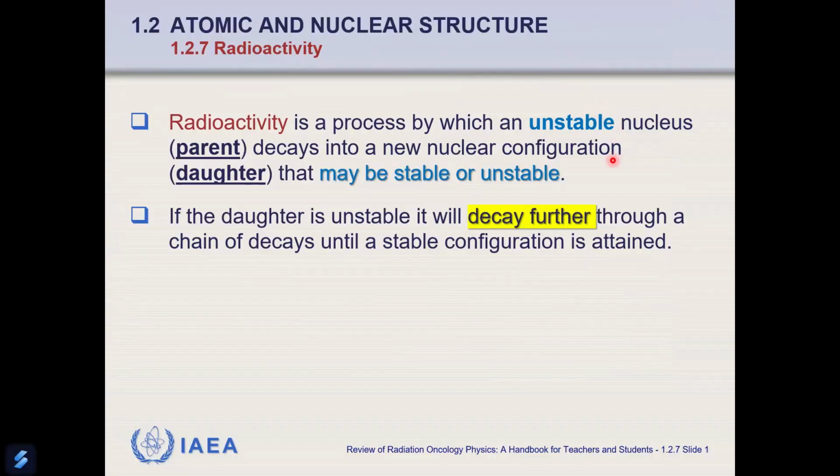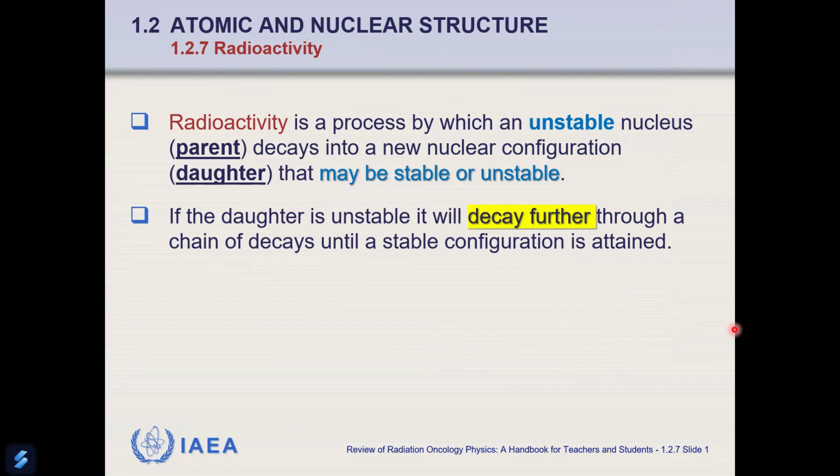So basically on radioactivity, this is going to be important when we do brachytherapy, which basically uses radioactive sources. So just to cover the background is important, so that once we get there, we won't have to repeat the same things. All right, so basically radioactivity is a process in which an unstable nucleus decays to a daughter nucleus, which can either be stable or unstable.